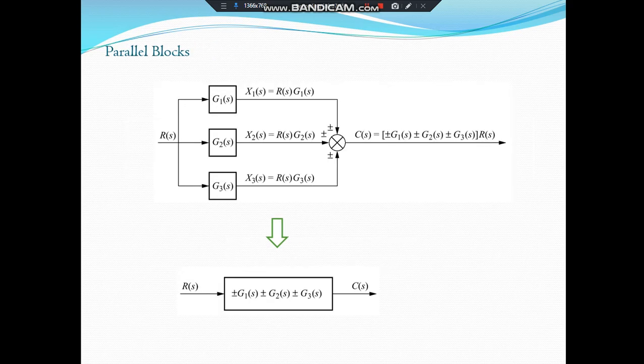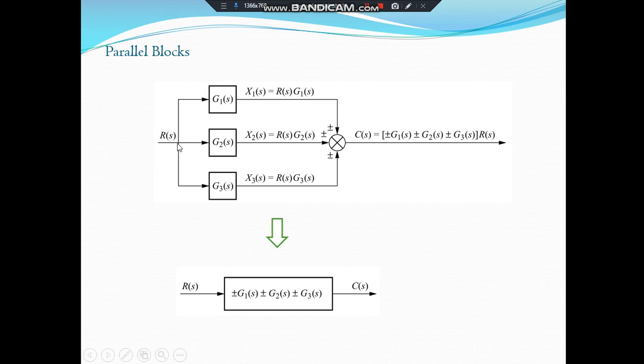Okay, now what happens if we have these blocks in parallel? What will be the output? How can we reduce the parallel blocks into a single transfer function? Here we have R of S as our input, and the three subsystems G1, G2, and G3, whose transfer functions are in parallel. What happens?